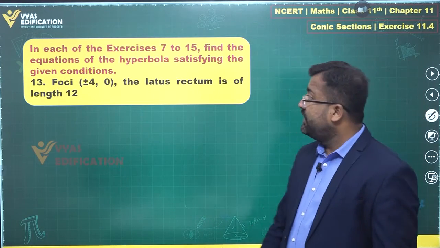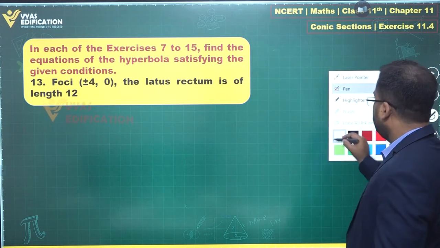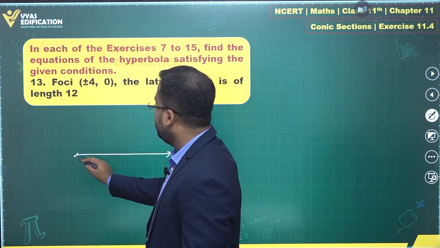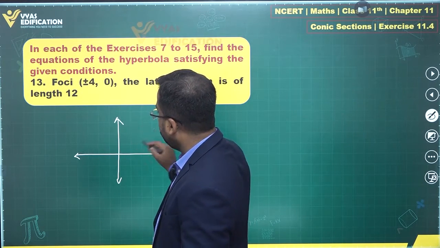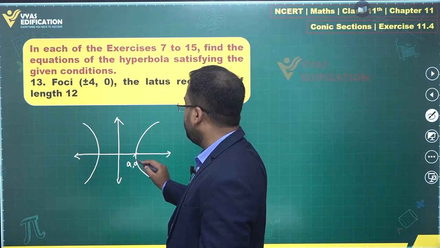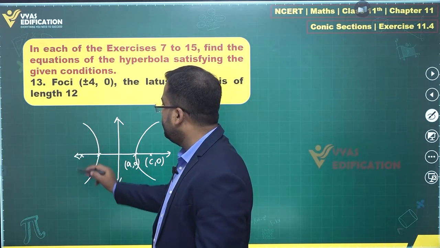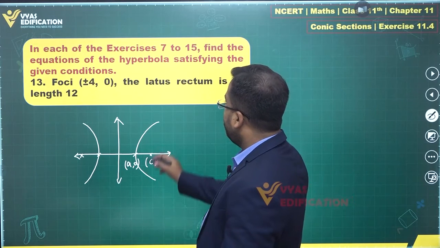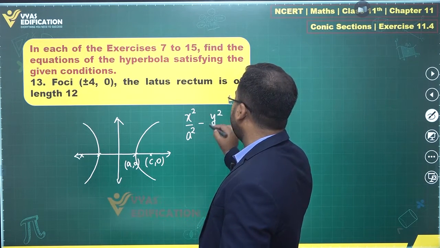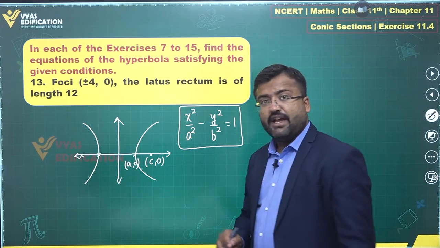In the 13th question, we are given that foci are at plus minus 4, 0 and the length of latus rectum is 12. Okay, so a similar kind of question: foci lie along the x-axis, so the transverse axis will be along the x-axis. This is A, 0. This here is C, 0. This is minus A, 0. This is minus C, 0. And the equation of this hyperbola is x square by A square minus y square by B square equals 1.